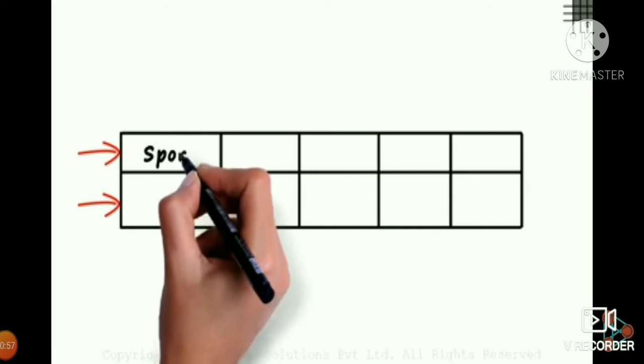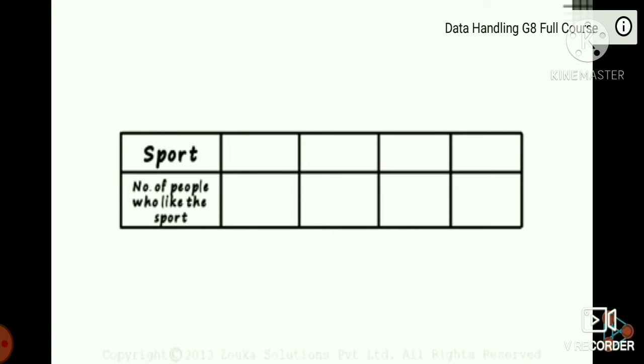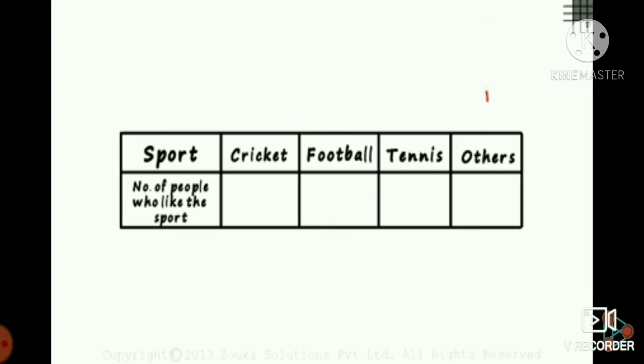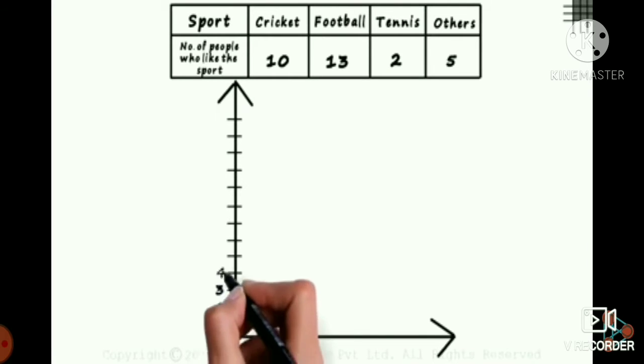Another example here: sports and the number of people who like the sport. How many people like cricket, football and tennis and others? Others means other than these three: cricket, football and tennis. Cricket 10 people, football 13, tennis 2 and others 5. So this is the data. By using this data, draw a bar graph.